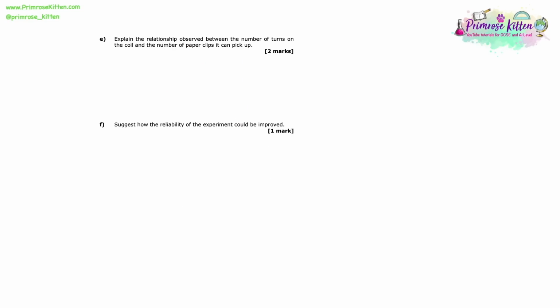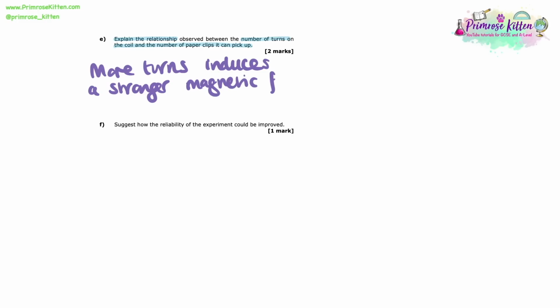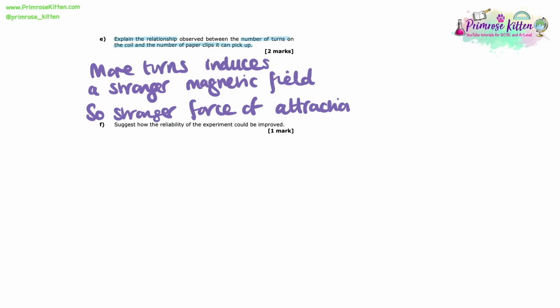So now we're asked to explain the relationship observed between the number of turns on the coil and the number of paper clips. So obviously we can see as we have more turns, we can pick up more paper clips, but here we need to explain it and give the science. So what we should know is that more turns induces a stronger magnetic field, and therefore that causes us to have a stronger force of attraction. And this is going to be why we can pick up more paper clips as we have more turns on the coil. And that there is our explanation for why, as the number of turns increases, the number of paper clips it can pick up also increases.